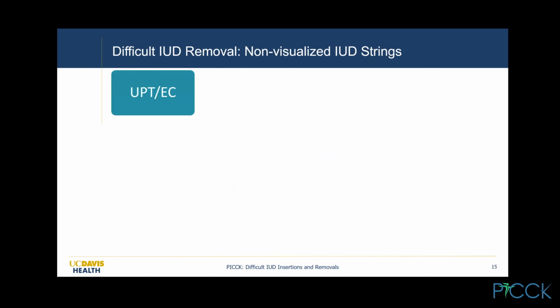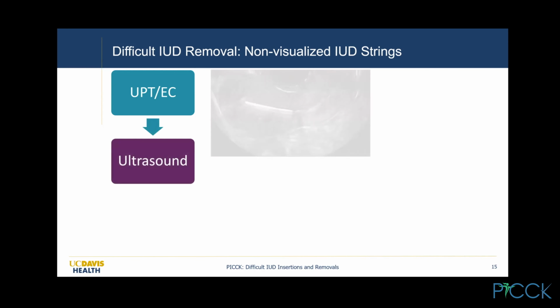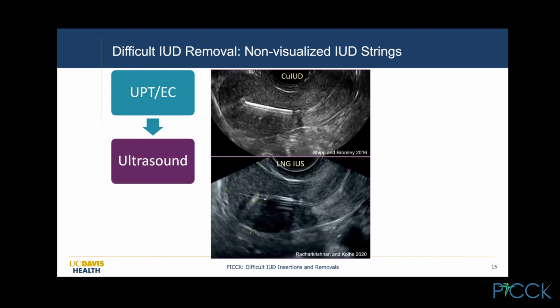Now, if you do those two things and the IUD still does not come out, then there are a few things you need to do. One, make sure she's not pregnant. Use emergency contraception if you need to, and then go find that IUD. If you have an ultrasound in the office, then that's great. You can use your ultrasound to look for that IUD.